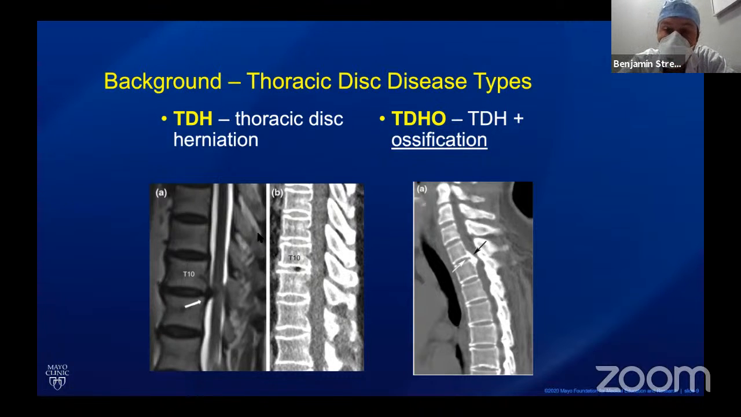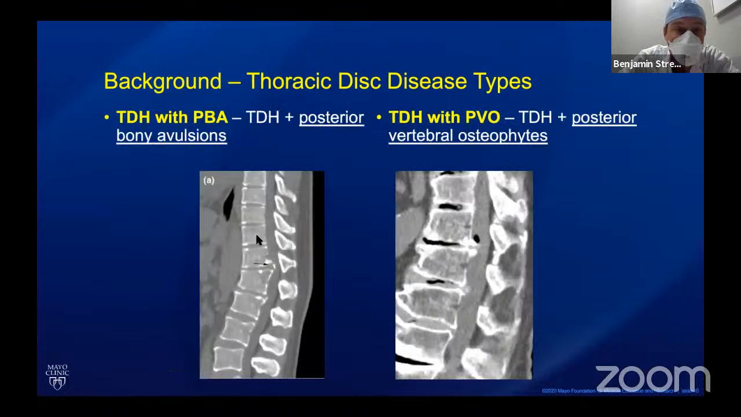TDHO, they've differentiated with an ossification of that disc, which will also be compared to a calcific disc later on. The next two are the thoracic disc herniation with the posterior bony avulsions, which you can sort of see in the illustration labeled A here at the posterior aspect of the disc herniation, and the posterior aspect of the vertebral body as well.